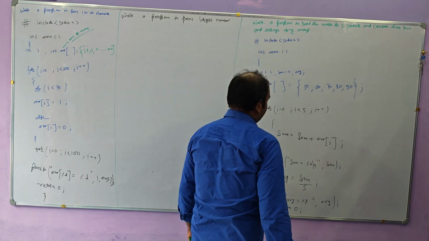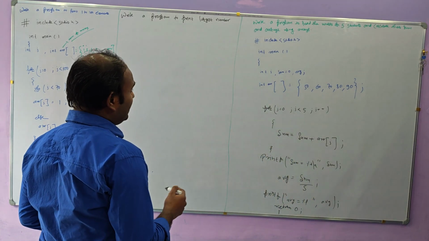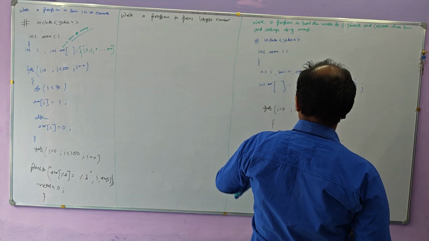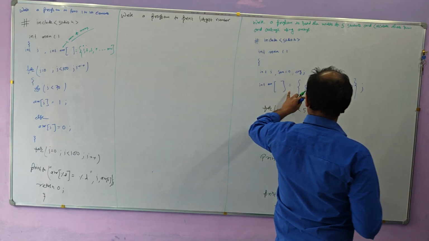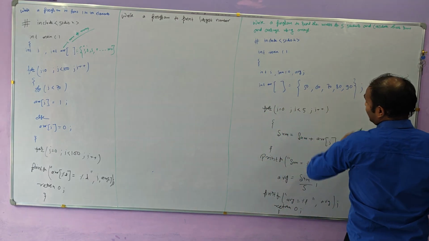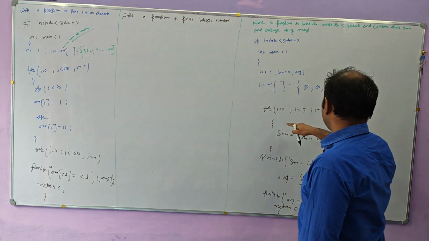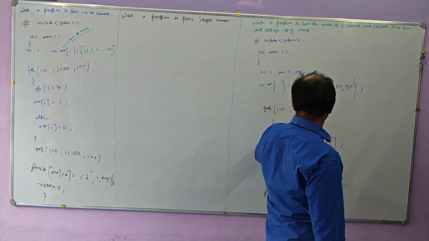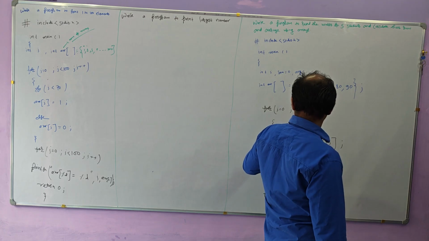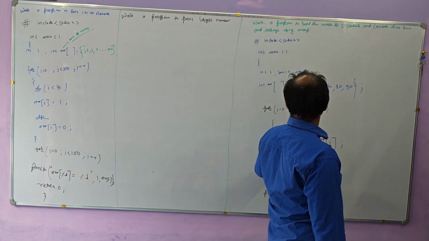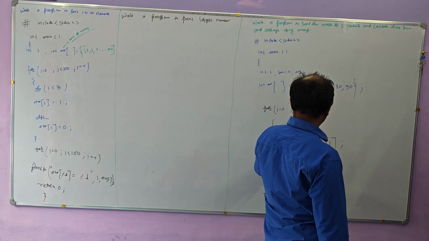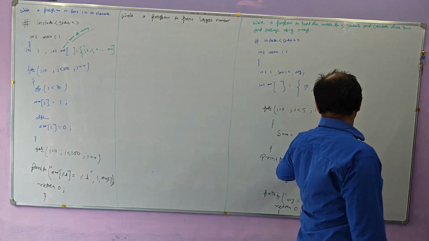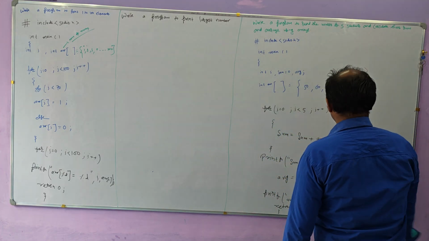Return 0 and end of program. Firstly, int main, int i, int sum is equal to 0, average, and we take an int array 50, 60, 70, 80, 90. For i is equal to 0, i is 0. 0 is less than 5, yes. Then sum is equal to sum, firstly sum is 0, 0 plus AR of i, AR of 0 is equal to what? 50. Then 50 will be stored in the value of sum.